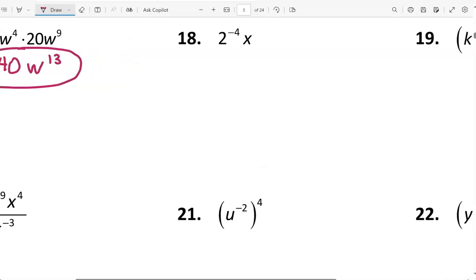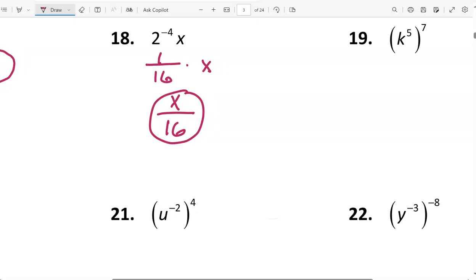Number 18, we have an exponential expression to simplify. 2 to the negative 4 is 1 divided by 2 to the 4th power, or 1/16, times x is x divided by 16, or x over 16.